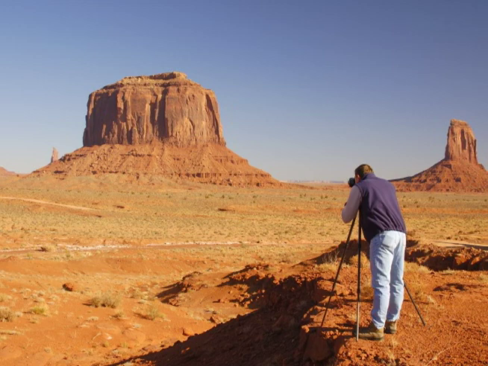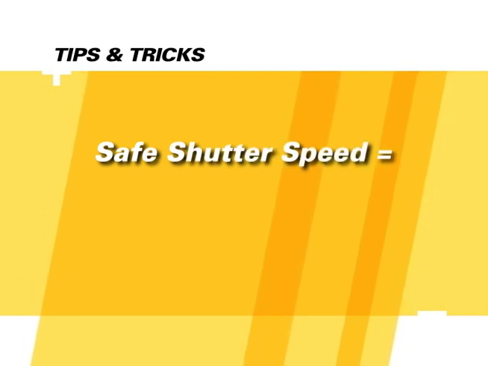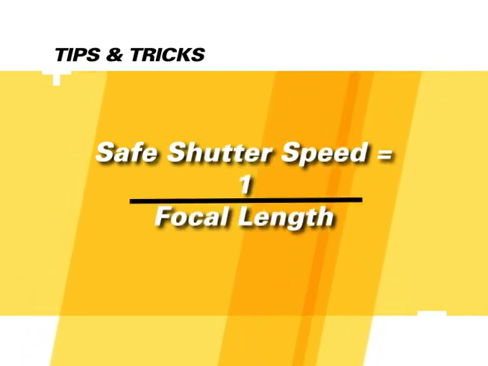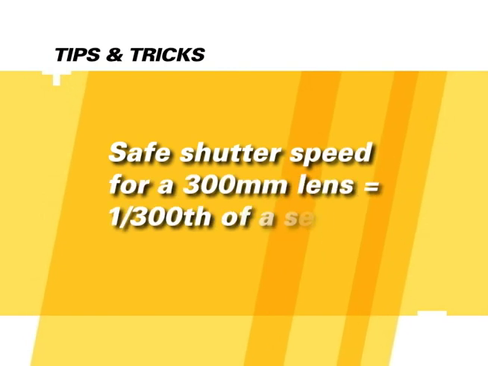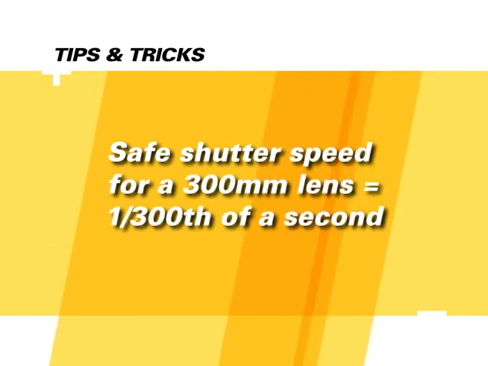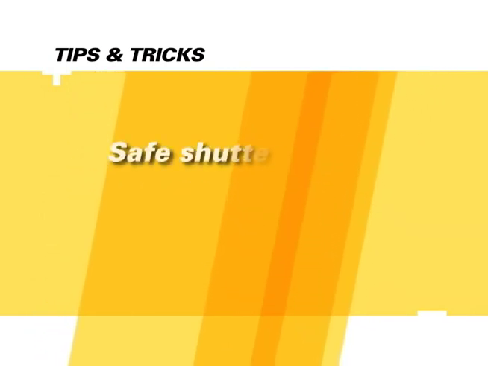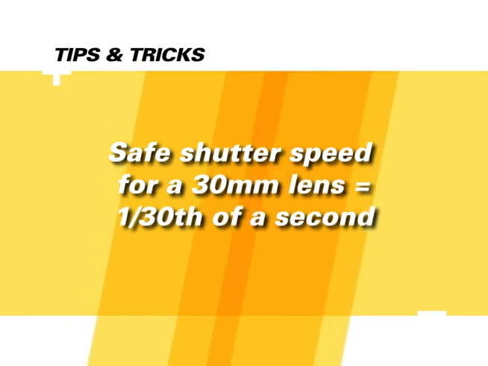You can also reduce the effect of camera shake by selecting a faster shutter speed. This reduces the amount of time the image sensor is exposed to shaky conditions. A helpful rule of thumb is to set your shutter speed to 1 over the focal length. Confusing? Let me explain. If the focal length of your lens is 300 millimeters, for example, you should set your shutter speed to at least 1/300th of a second. If the focal length is 30 millimeters, you might get by using a shutter speed as low as 1/30th of a second.